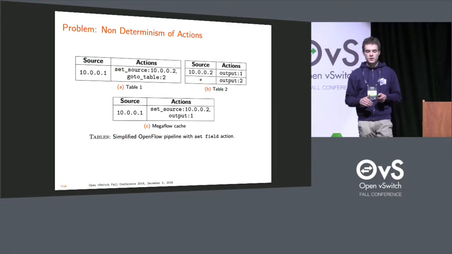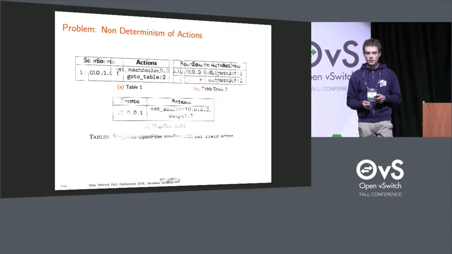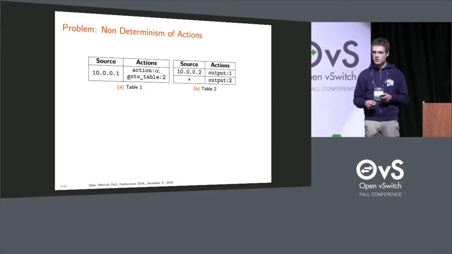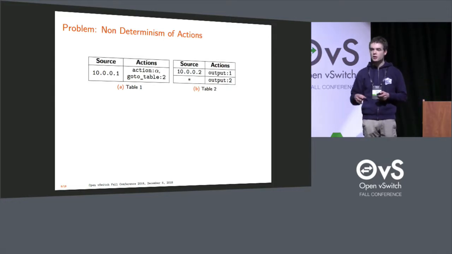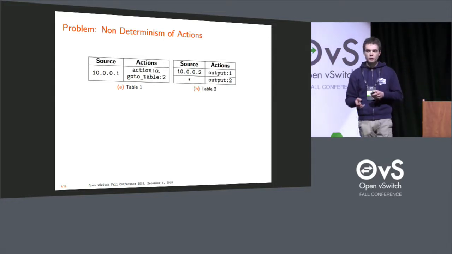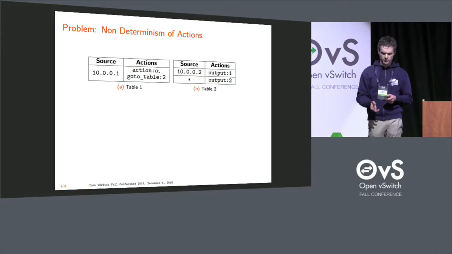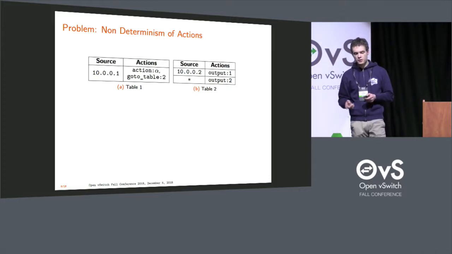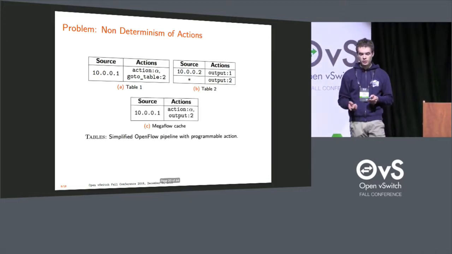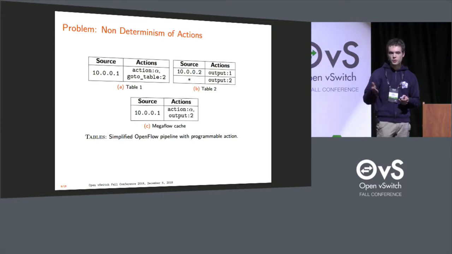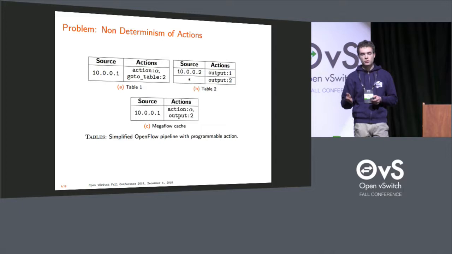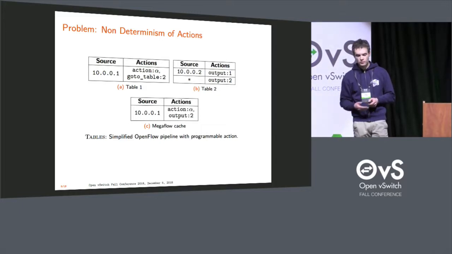Now, if I change the set source action and I use a programmable action instead, OpenVSwitch doesn't know what that action is actually doing. It might change any field in the packet, but it might also not change any field in the packet. So if I do the same as I previously did and install the rule in the cache, in this case, I might say that if the action doesn't do anything, then I'm going to go to table 2. I'm going to match on the second rule because the source IP address did not change, and I'm going to send the packet out port 2.